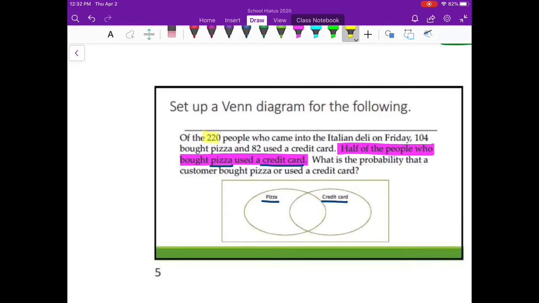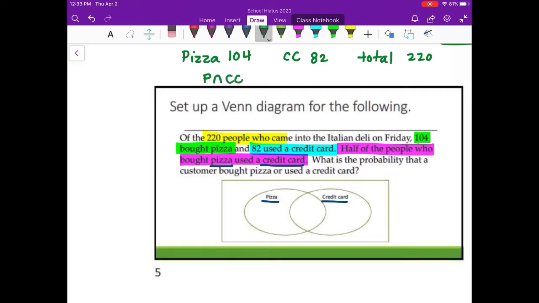After you determine the categories, we'll read back through the problem and find out how we can place the numbers into the Venn diagram. There were 220 people total who came into the deli on Friday, and then we had 104 who bought pizza. We had 82 who used a credit card, and it says half of the people who bought a pizza used a credit card. So pizza and credit card is half of the pizza orderers, which was 52. So that'll go here in the middle because that's our overlap.